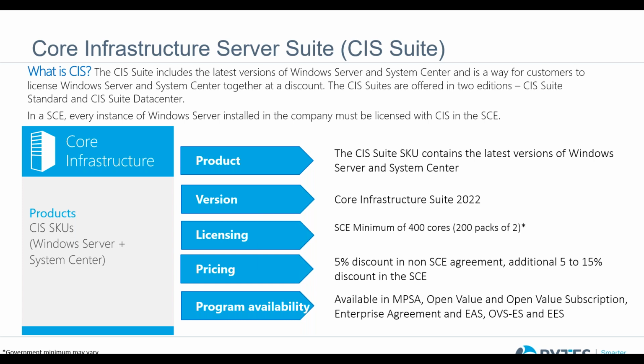But if you have enough cores in total and cover your whole estate, there are options to potentially look at a specific program, which is called a Server and Cloud Enrollment, or on here a SCE, which reduces that cost even more. So there are actually additional discounts when committing Core Infrastructure Service Suite across the estate. It needs to include every single install, and you can't use previous perpetual licenses that you may have already owned.